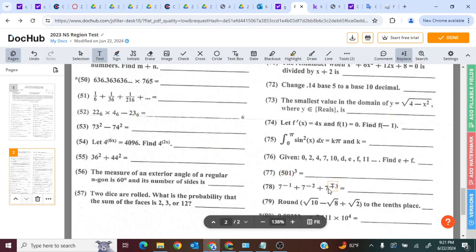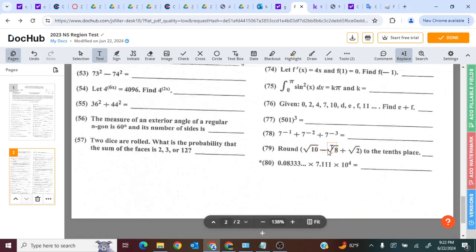Okay, everything's going to be over 343. Multiply this by 49 to get to this denominator, multiply this by 7 to get to that. 49 plus 7 plus 1 is 57, and it's all divided by 343.